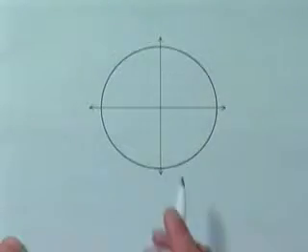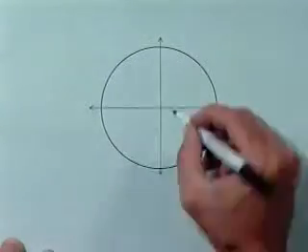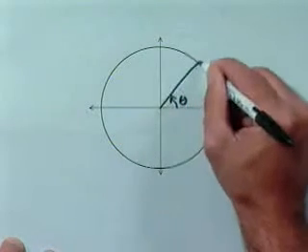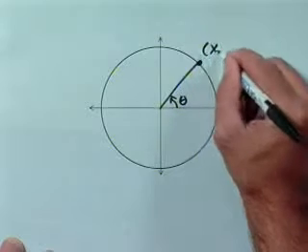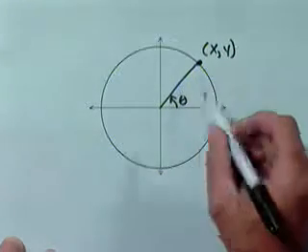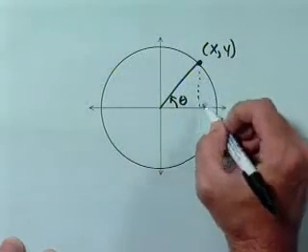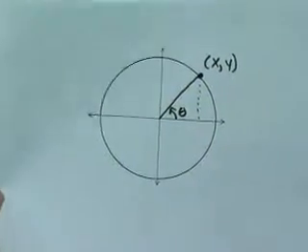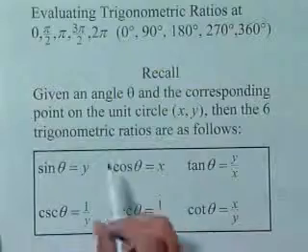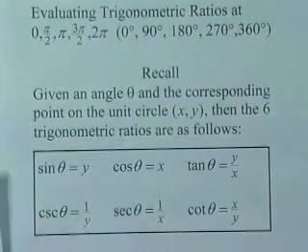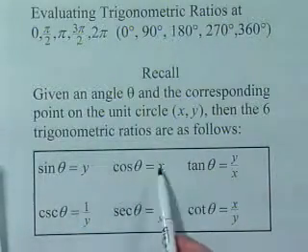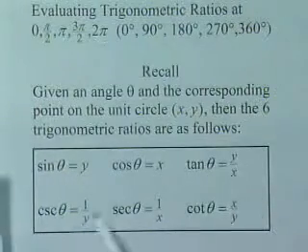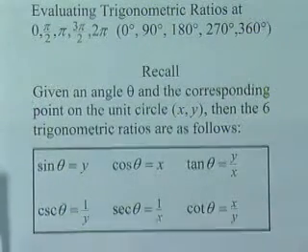Given an angle of theta, so maybe here's an angle of theta, and there's the point xy. So if we're given an angle, we can find that point xy. Then the following ratios are as follows. Sine of theta is just the y-coordinate. Cosine of theta is the x-coordinate. Tangent of theta is y over x. And of course, these are the reciprocals of the first three.